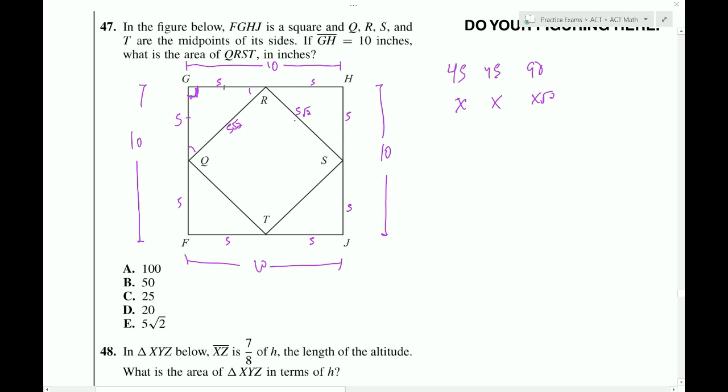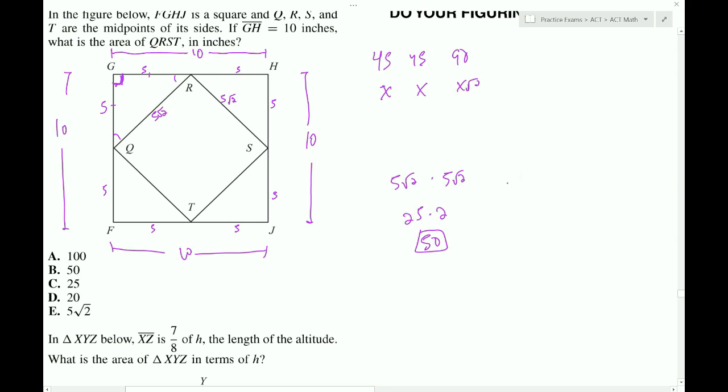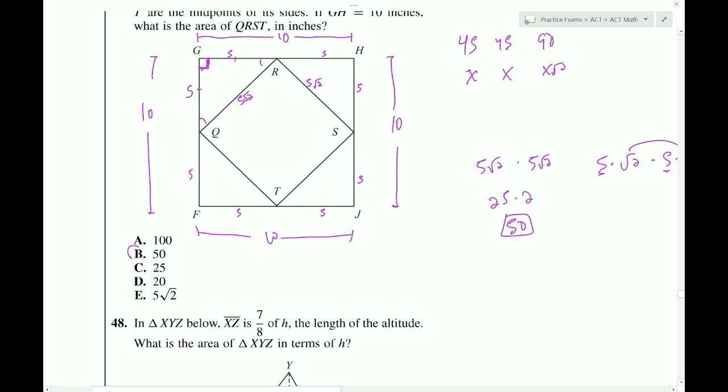And then to find the area, we just multiply those together. 5 rad 2 times 5 rad 2. 5 times 5 is 25. Rad 2 times rad 2 is 2. 2 times 25 is 50. So, by the way, when you see 5 rad 2, you should think of that as 5 times rad 2, really. So it's like 4 separate factors, and that's why I can do the 5s first and then do the rad 2s. But anyway, the answer is 50.